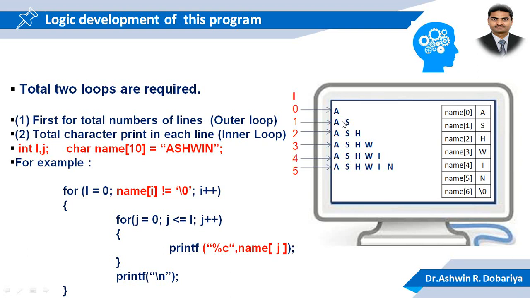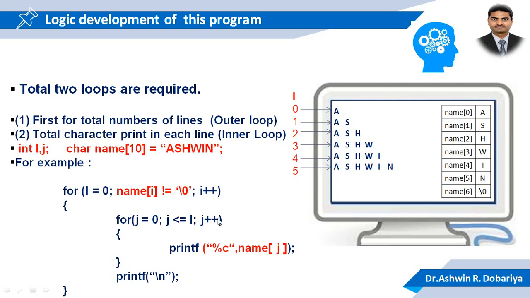Then the inner loop. We know that the first line displays only one character, the second line displays 2 characters, the third line 3 characters. So J always starts with 0 here, and J depends on I. I starts from 0, that's why I started J from 0. Otherwise, if we start from 1, then the first time I is 0, so the loop will not execute and it will not display the A character. But we want to display 1 character in the first line. So J starts from 0, and J less than or equal to I, J plus plus.